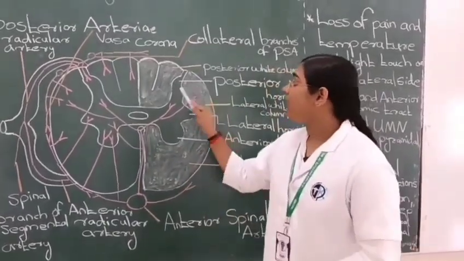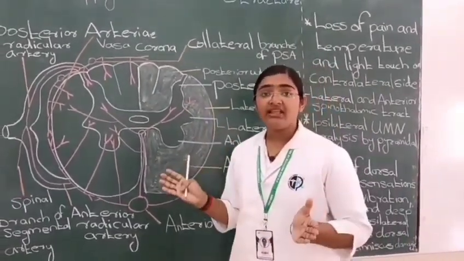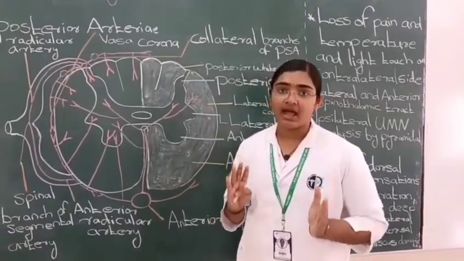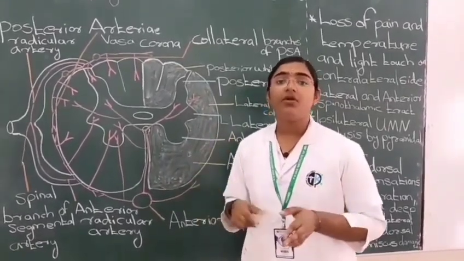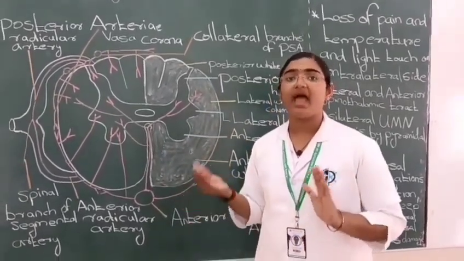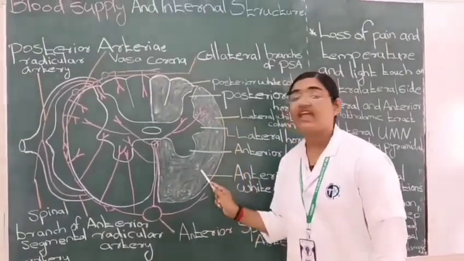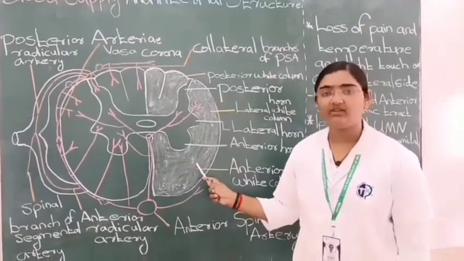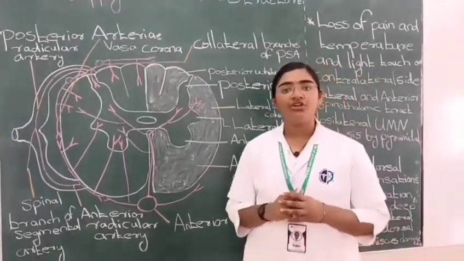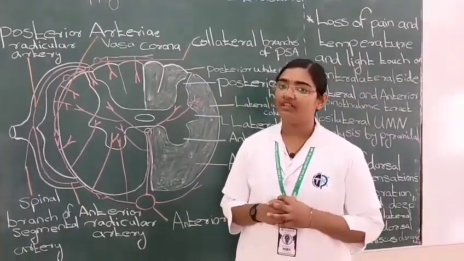Then the horns are very large at the cervical and lumbar enlargement. Why? Because they supply the upper limb and the lower limb. The maximum amount of white matter can be seen in the cervical region. So we are going to discuss the blood supply of the spinal cord.